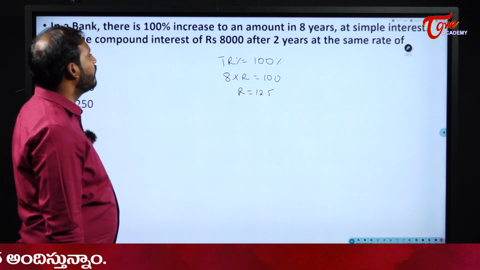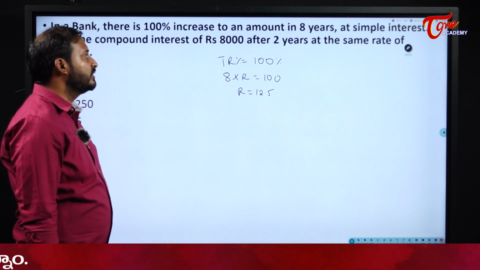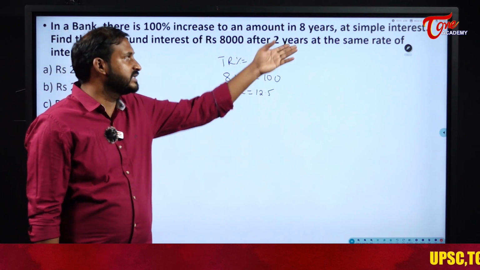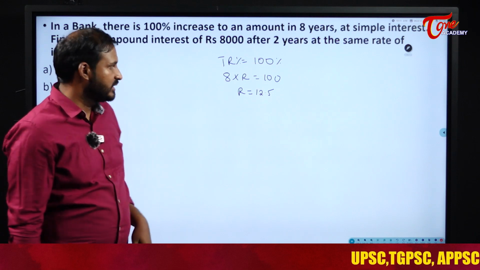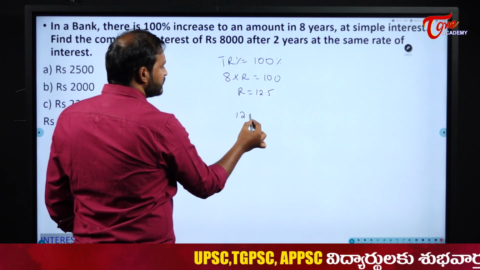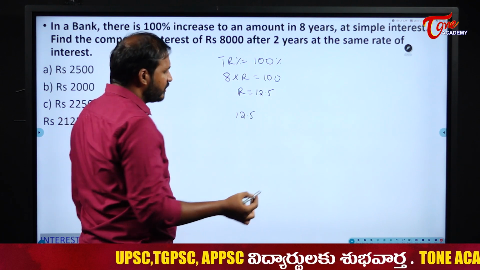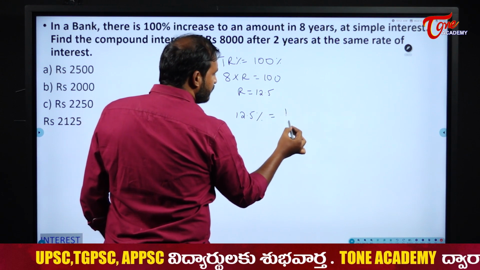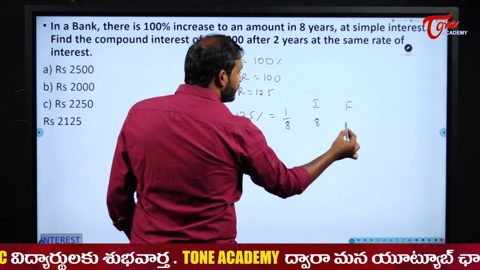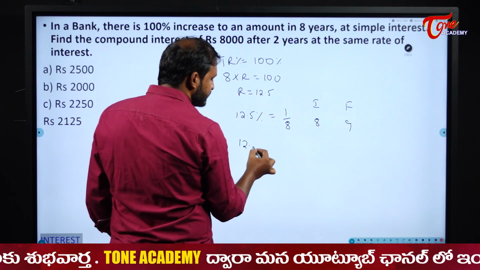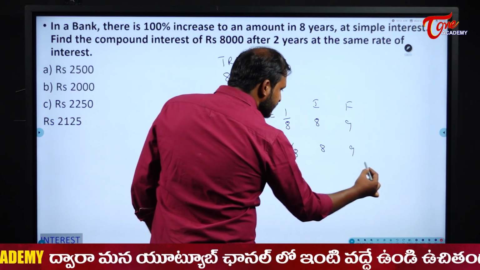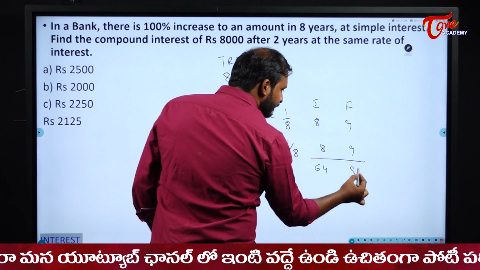Find the compound interest of rupees 8,000 at 2 years at the same rate of interest. From here I found out the rate of interest and simply substitute it for 2 years. For 2 years what does it become? 12.5 means 1 by 8, whether you follow the ratio method or not, it is up to you. So initial and final it will become 8, 9 and once again 12.5 percentage. So 1 by 8. So 8 and 9. 8 8s are 64. 9 9s are 81.